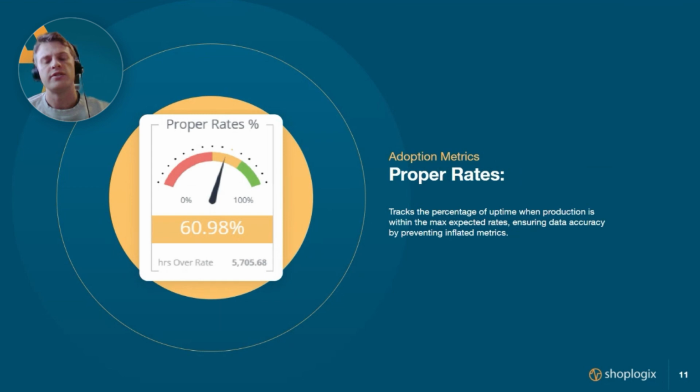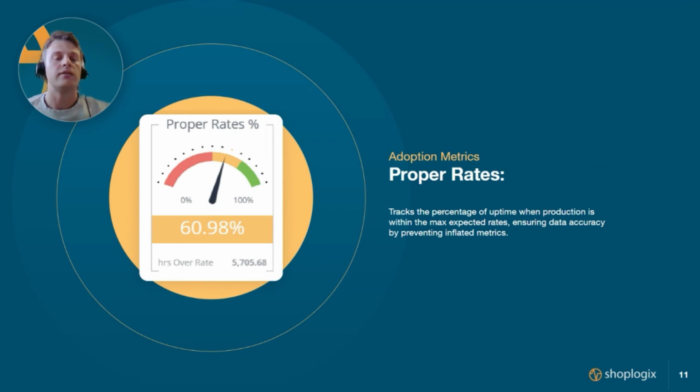The next metric, which is actually one of my favorite ones, it's pretty interesting, is the proper rates percentage. So basically this tracks the percentage of uptime when production is within your expected rate. So as many of you are probably aware, machines will generally be producing different things over time. It's very common that there will be a concept of a job changeover or a product changeover.